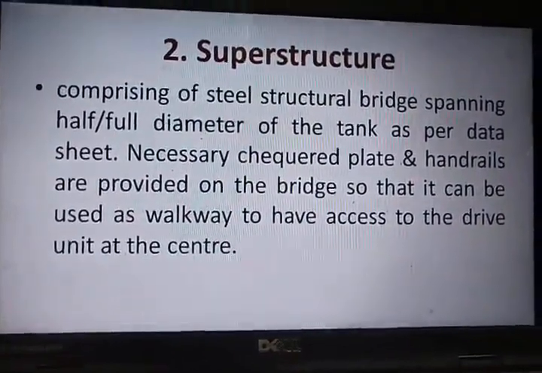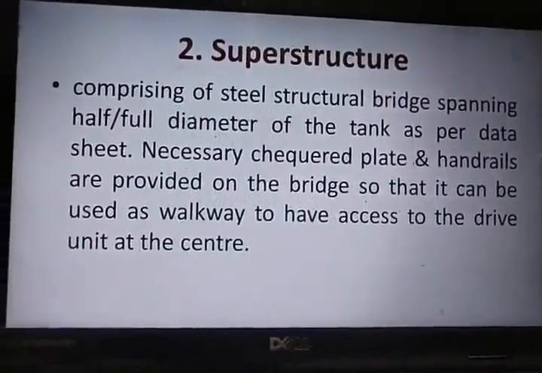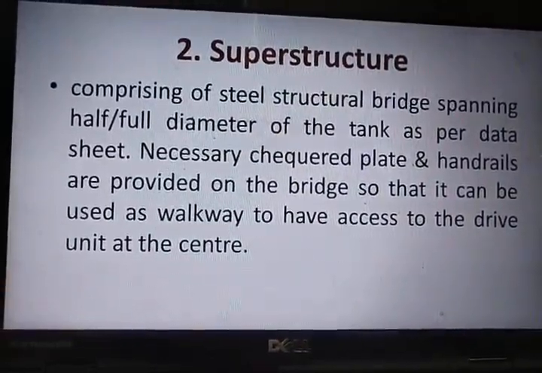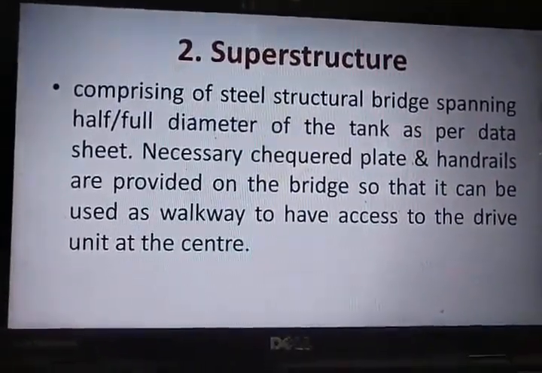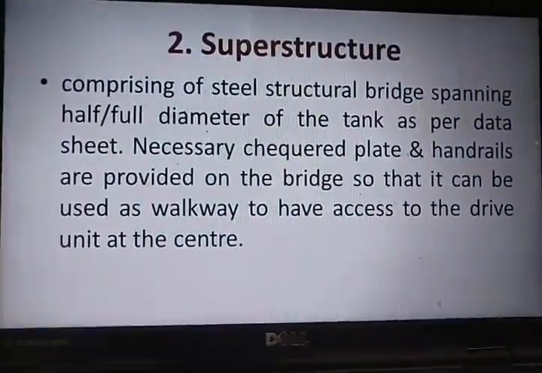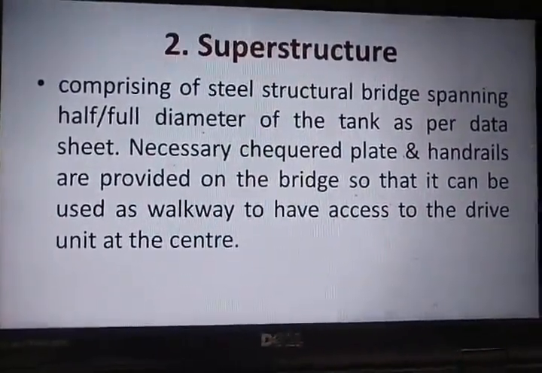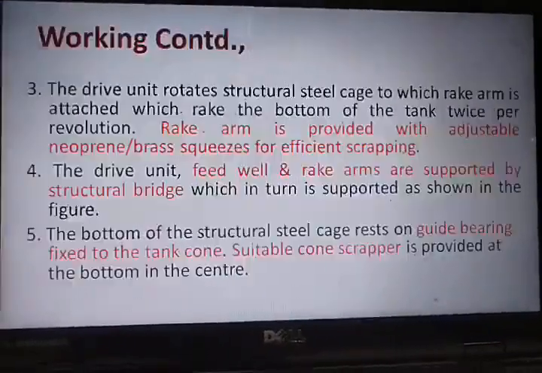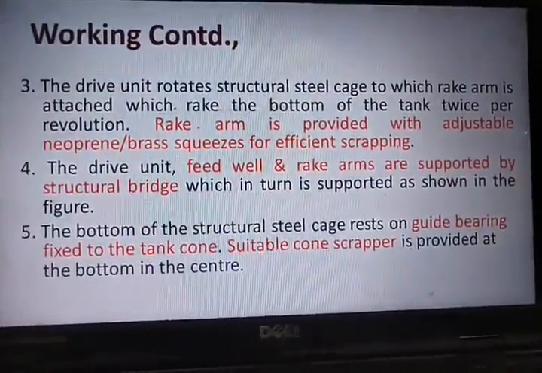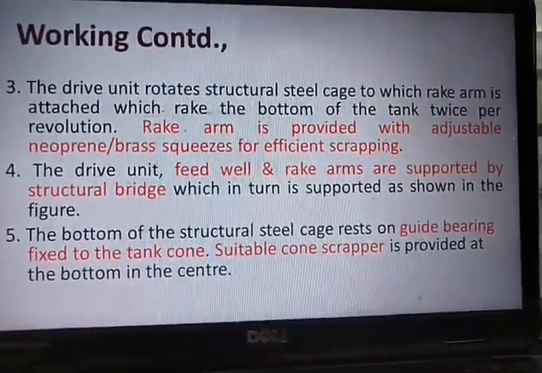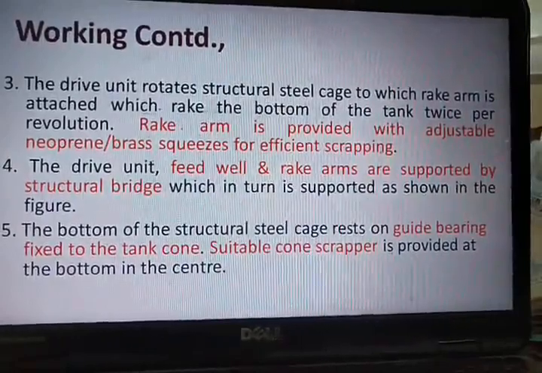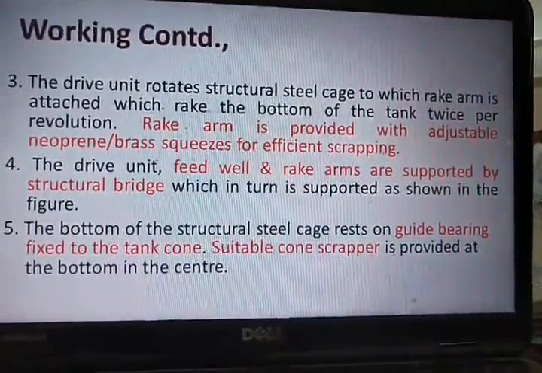So continuous oil and greasing have to be done for the chain and sprocket mechanism, and in order to do that, we will provide a walkway to have access from the central part to inspect the clariflocculator. Here the drive unit rotates the structural steel cage to which the raker arm is attached, which rakes the bottom of the tank twice per revolution.